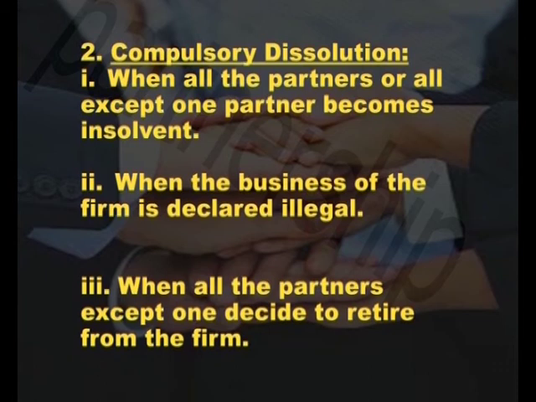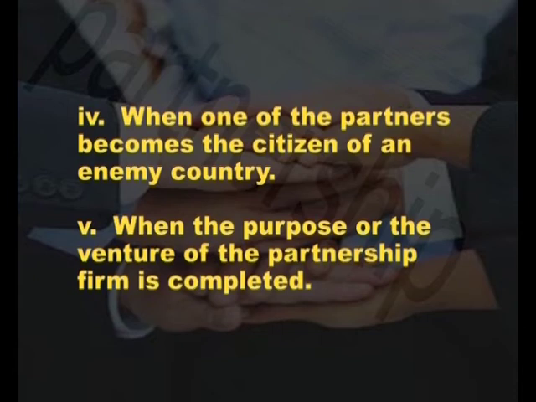Second, compulsory dissolution. Under this, the first one, when all the partners or all except one partner becomes insolvent. Second one, when the business of the firm is declared illegal. Third one, when all the partners except one decide to retire from the firm. Fourth one, when one of the partners becomes the citizen of an enemy country. Fifth one, when the purpose or the venture of the partnership firm is completed.